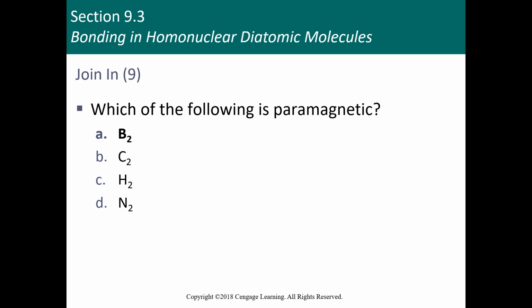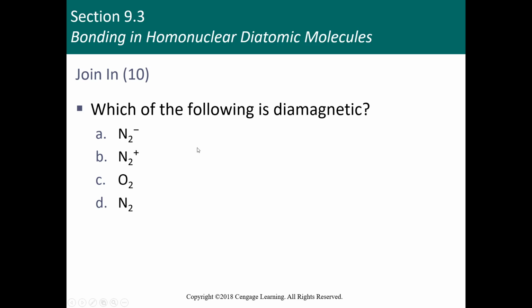Otherwise, you'd want to write out your diagram, and that'd be B2. Okay. Which of the following is diamagnetic? So in this case, the easiest way to do this, I would actually start off with the diagram of N2, and then you can just add or subtract electrons from it. So remember, when you have a negative charge, that means you've added a single electron. When you have a positive charge, you've removed an electron, right?